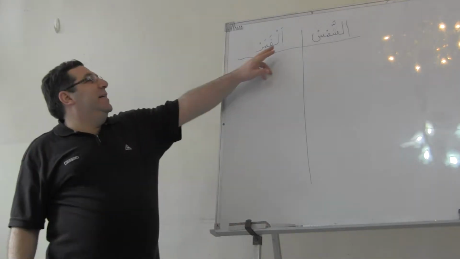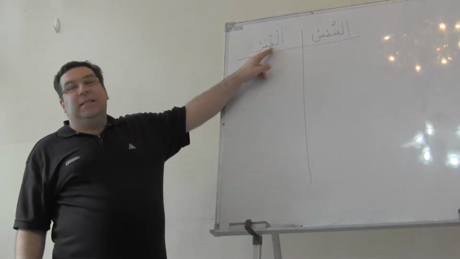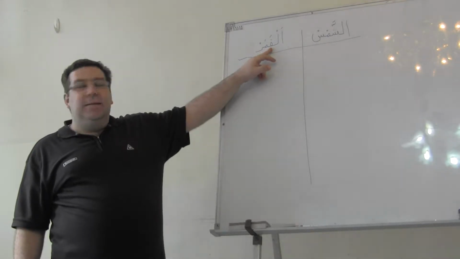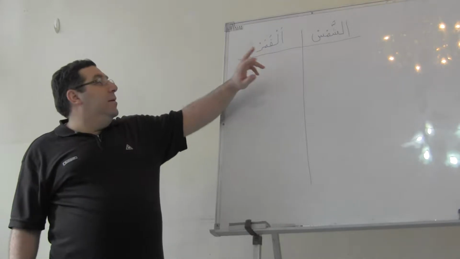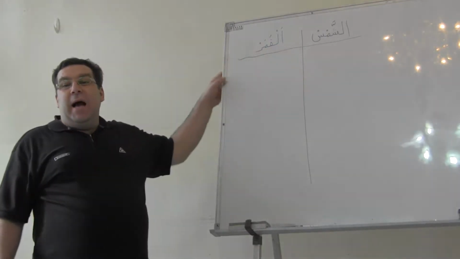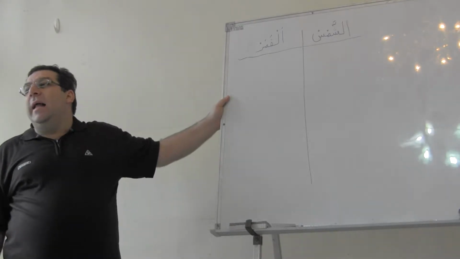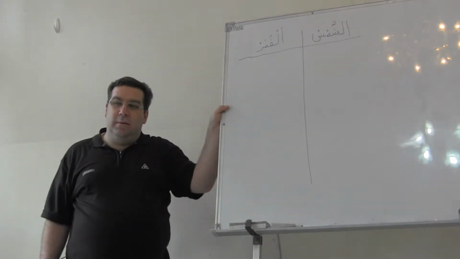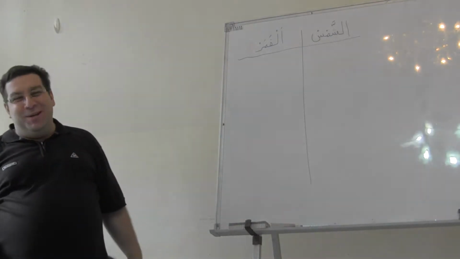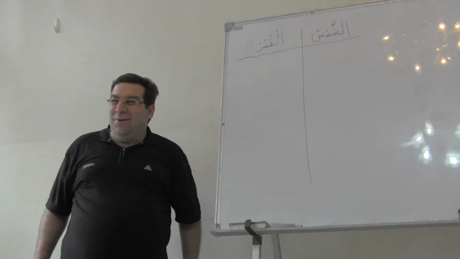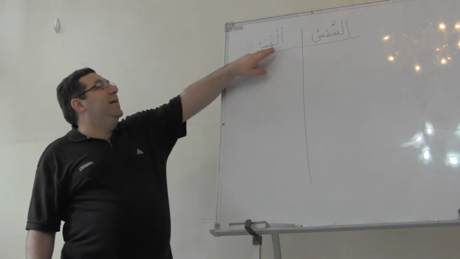Now, we come to this. The first letter is alif. The second letter is lam. This is qaf. We will learn it later. This is mim. And this ra. This word is القمر, al-qamar. And al-qamar means moon. Okay?